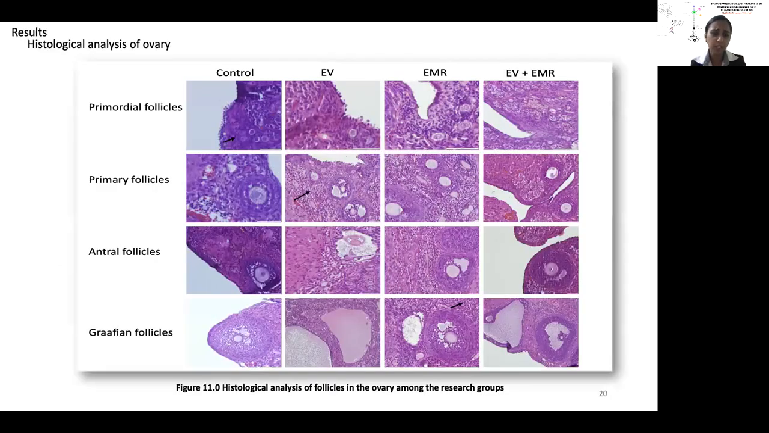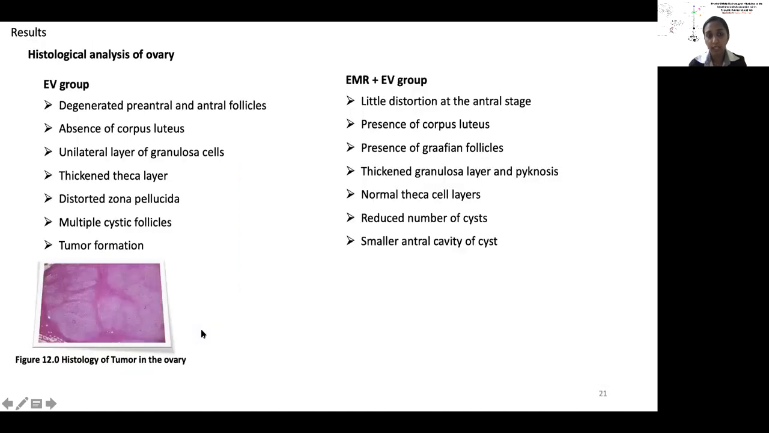In terms of the analysis of the ovary, this is the primordial, primary and antral follicles. We needed to compare them. And what we found, because these are the two major groups we were interested in, is that the estradiol valerate group had degenerated preantral and antral follicles. There was an absence of corpus luteum.